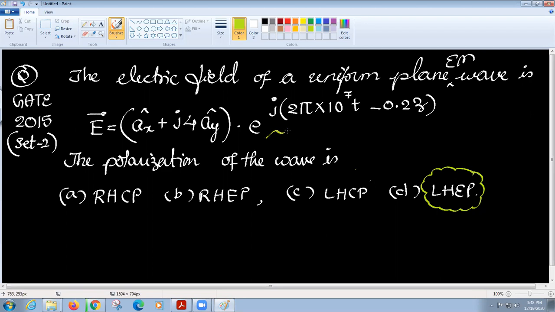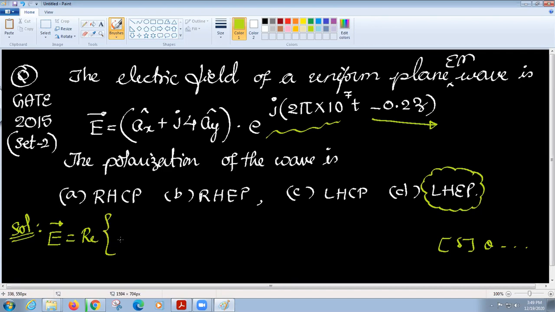So you have time harmonic e power j omega t, and the wave is propagating along positive z axis while polarized on the xy plane. So this is simply left hand elliptical polarization. Otherwise, if you want to go the conventional way, I can take the direct form, depending on whatever we have in terms of delta, theta, all these things. Otherwise, you can rearrange the equation like this.